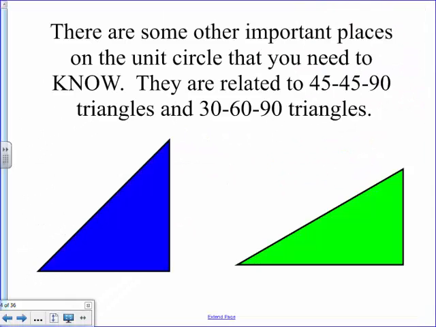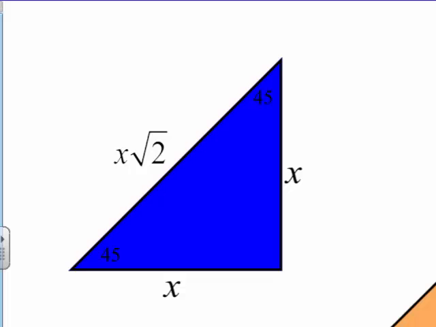Some other important places we need to know on the unit circle are where our special right triangles occur. So we're looking at our 45-45-90 and our 30-60-90 triangle. So let's pay attention to our 45-45-90 right away. So if you remember that one, the base sides, so opposite the 45 angles, we have x. And then to get the hypotenuse, we just multiply that side by root 2. So it's x, x, x root 2.